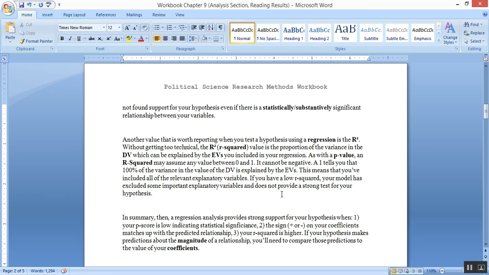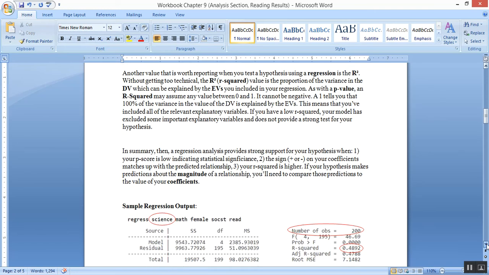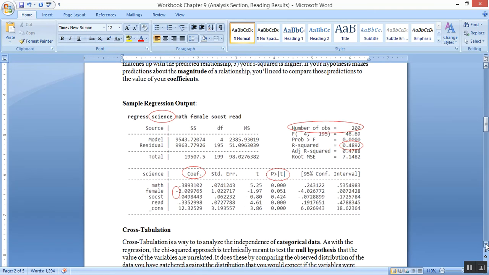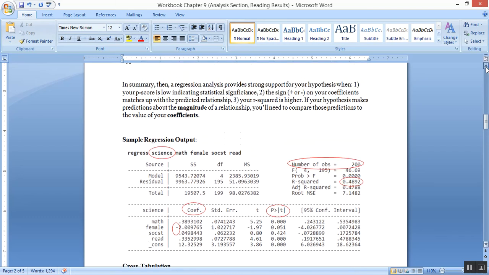Instead, what you're going to discover is that you will get an output which looks something like this. And there's a lot of information here, but you honestly don't need all of it, and it's honestly not all that complicated. So in this sample regression output, what we're going to discover is that we are looking at a regression that examines the performance of test takers on the science portion of a standardized examination based on certain other qualities.